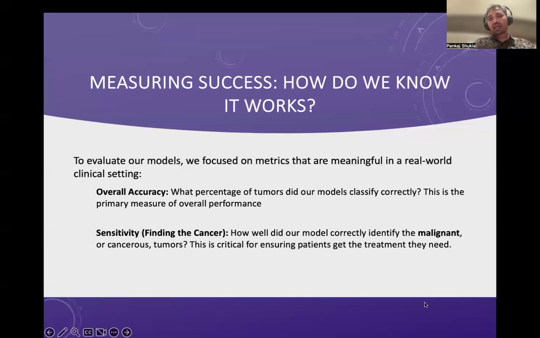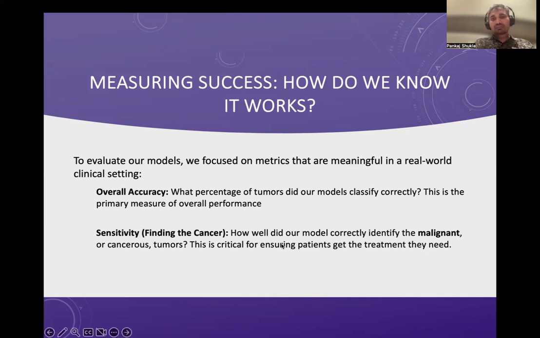Now, when we talk about accuracy, in simple terms, it's basically the number of times the model is predicting a tumor to be benign or malignant, how many times the model is correct. If it is very high, then the model is very accurate.